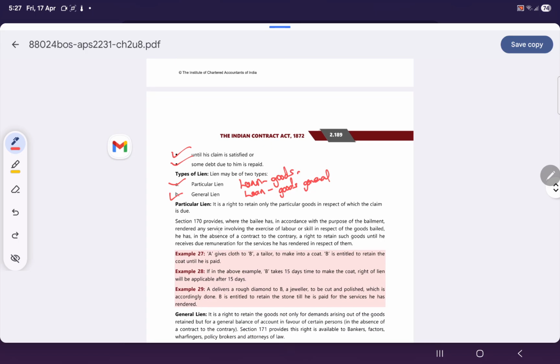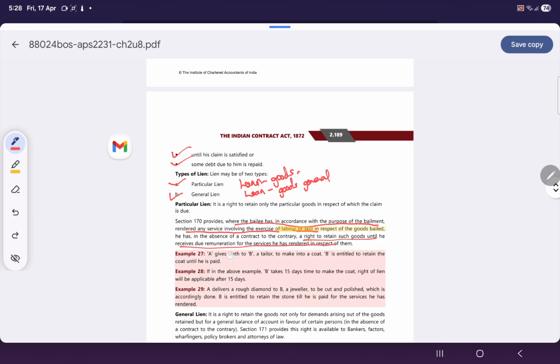Where the bailee has, in accordance with the purpose of bailment, rendered any service involving the exercise of labor or skill in respect of goods bailed, he has, in the absence of a contract to the contrary, a right to retain such goods until he receives due remuneration for the services he has rendered in respect of them. Suppose stitching. Stitching involves labor and skill, right? So, he has done some stitching and he wants money for that. And if the bailor is not giving money, then the bailee can exercise particular lien, that is, retain the goods until he receives the remuneration for the services he has rendered.